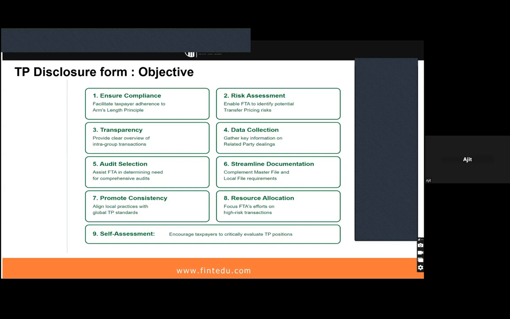So overall, if you see the TP disclosure form, it is not only a compliance-driven form, it is, I would say, a form for risk assessment, not only for the tax authorities but the taxpayer also, because at the time of the disclosure form, the local file and all other documents need to be attached. And before submitting this, the entire analysis needs to be performed to ensure that the transaction is at arm's length and appropriate documentation has been maintained.